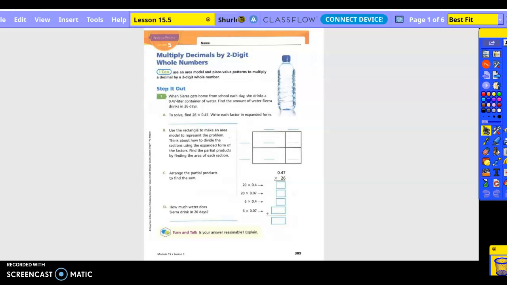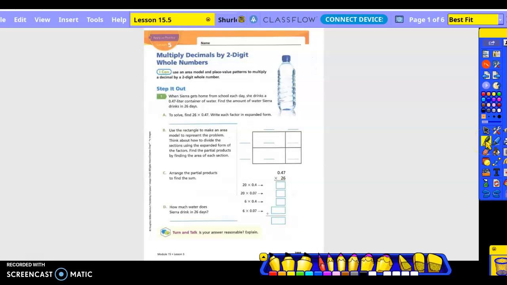Math, lesson 15.5, multiply decimals by two-digit whole numbers. I can use an area model and place value patterns to multiply a decimal by a two-digit whole number. When Sierra gets home from school each day, she drinks a 4,700-liter container of water. Find the amount of water Sierra drinks in 26 days.